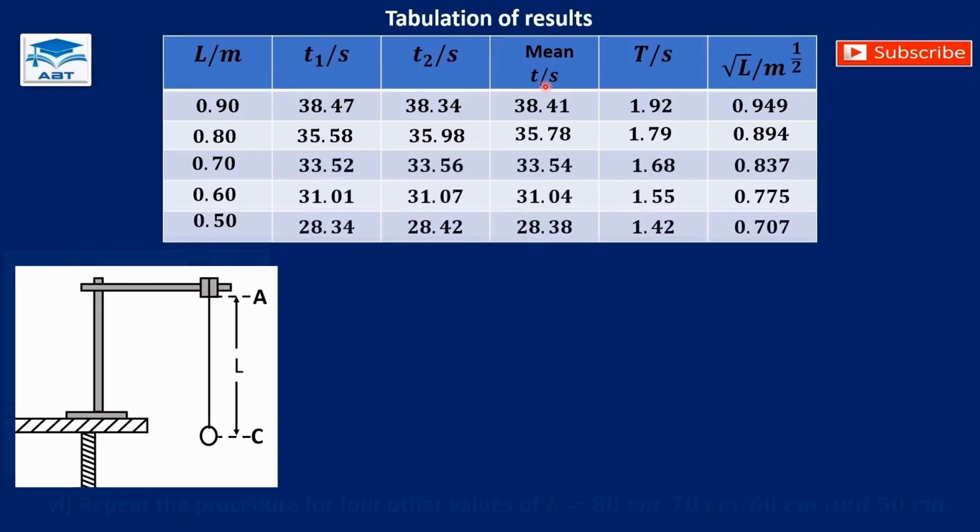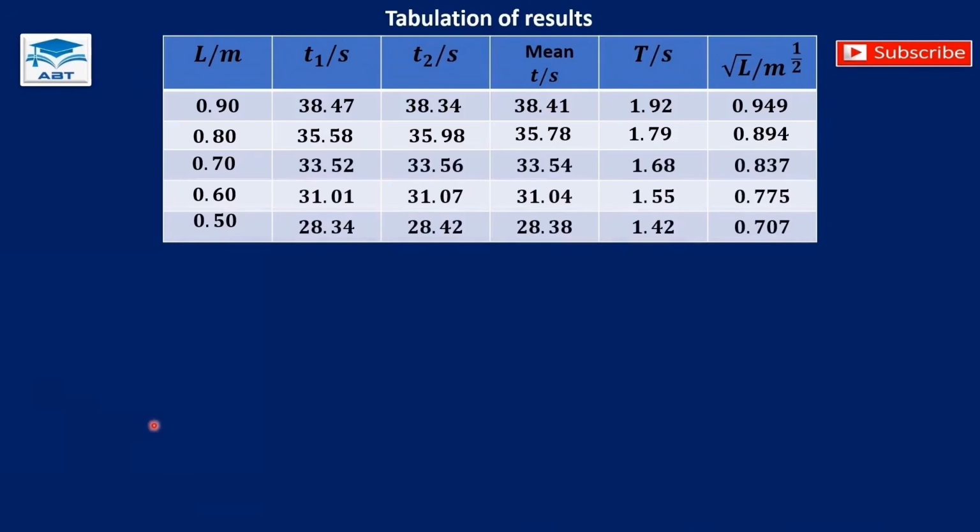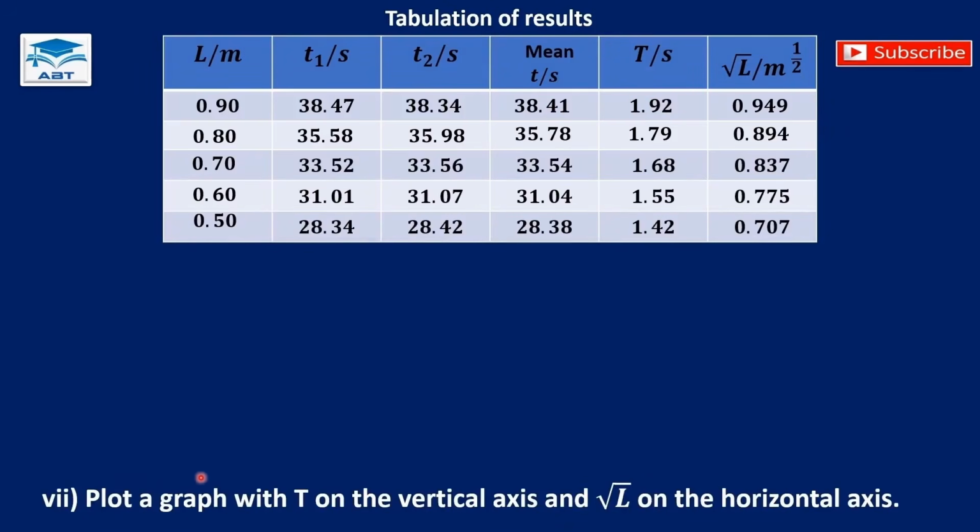And this is the mean time, which is time 1 plus time 2, and the result divided by 2. This is the period in seconds. The period is the time taken for one complete oscillation. So that is the mean time divided by 20. And we have the square root of the length. And we are going to plot a graph with T on the vertical axis and root L on the horizontal axis.